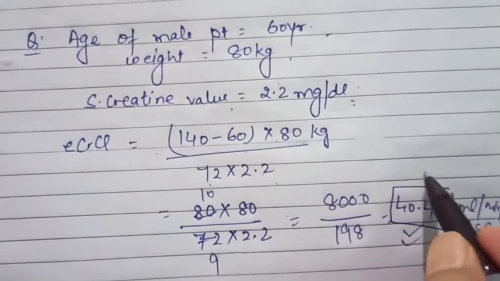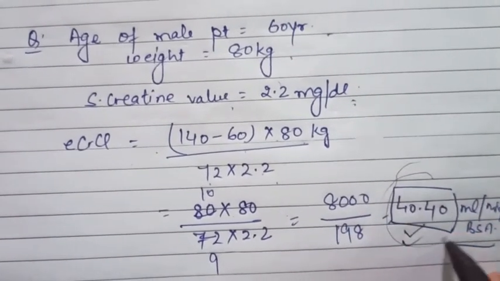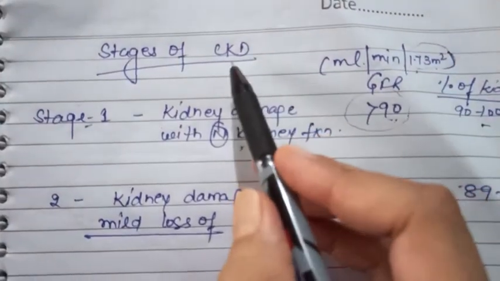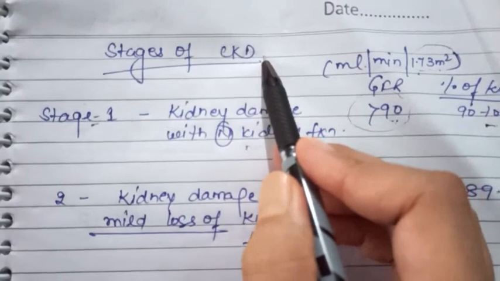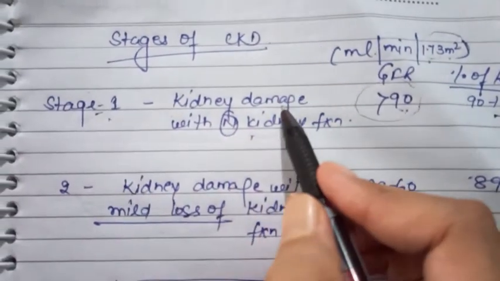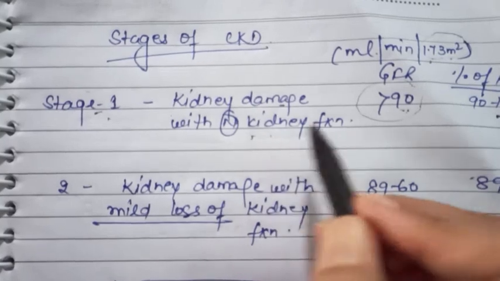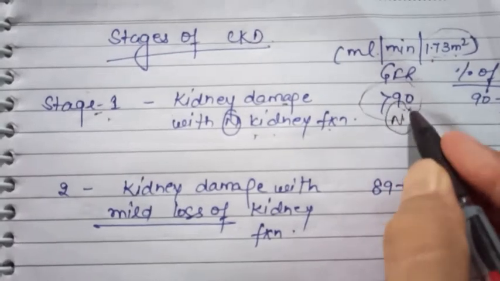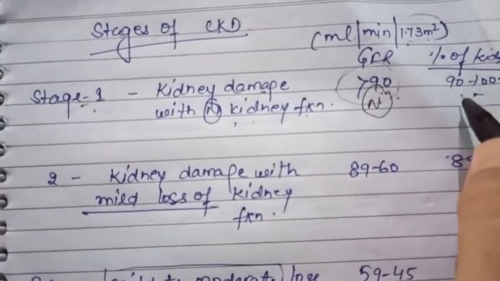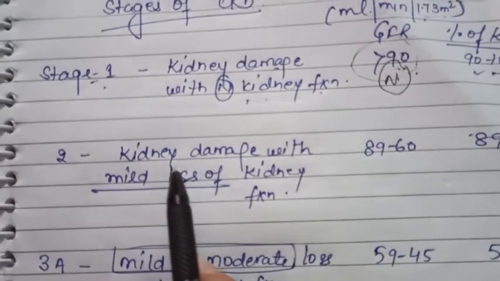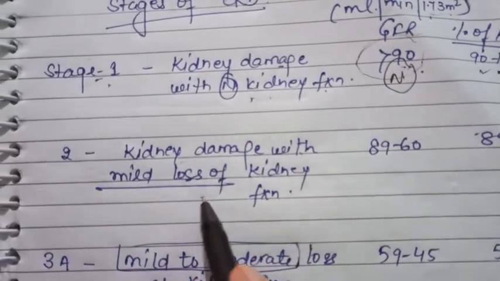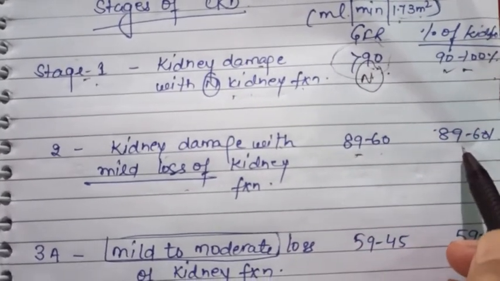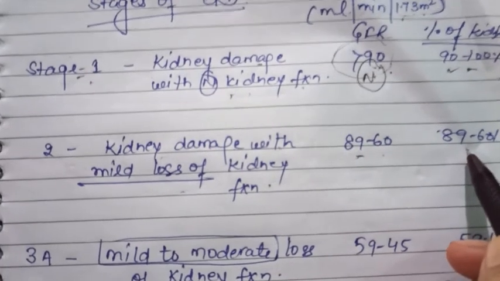Now we will see in which category or stage the person is falling, whether it is stage 1 or stage 2 of CKD. There are 5 stages of CKD, that is chronic renal failure. Stage 1 denotes that there is kidney damage but the kidney is functioning normally. The GFR value will be more than 90 or it may be normal, and the percentage of kidney function is 90 to 100%. Stage 2, kidney damage with mild loss of kidney function. The GFR value will be 89 to 60 and the percentage of kidney function is 89 to 60%.